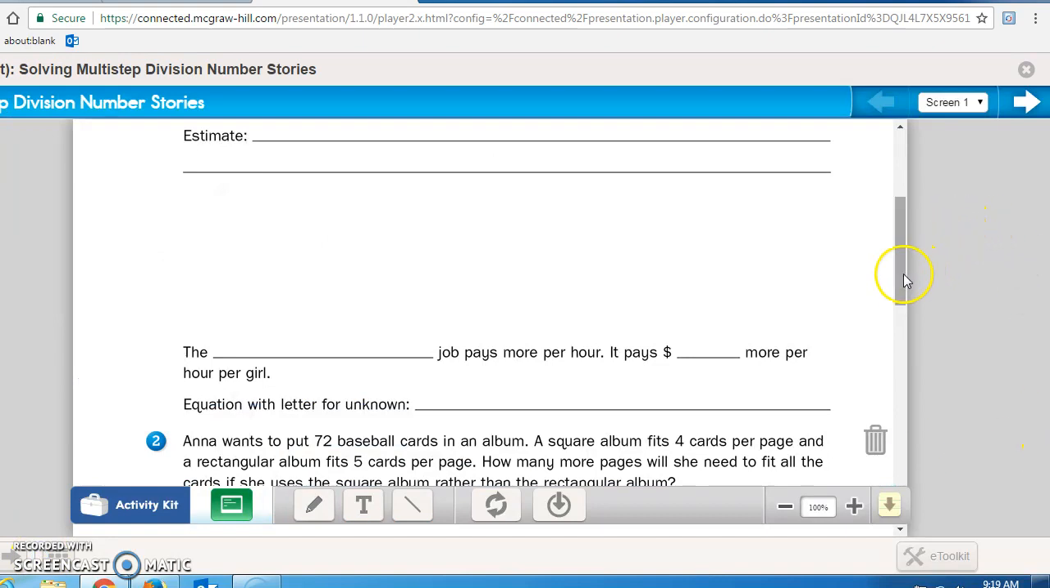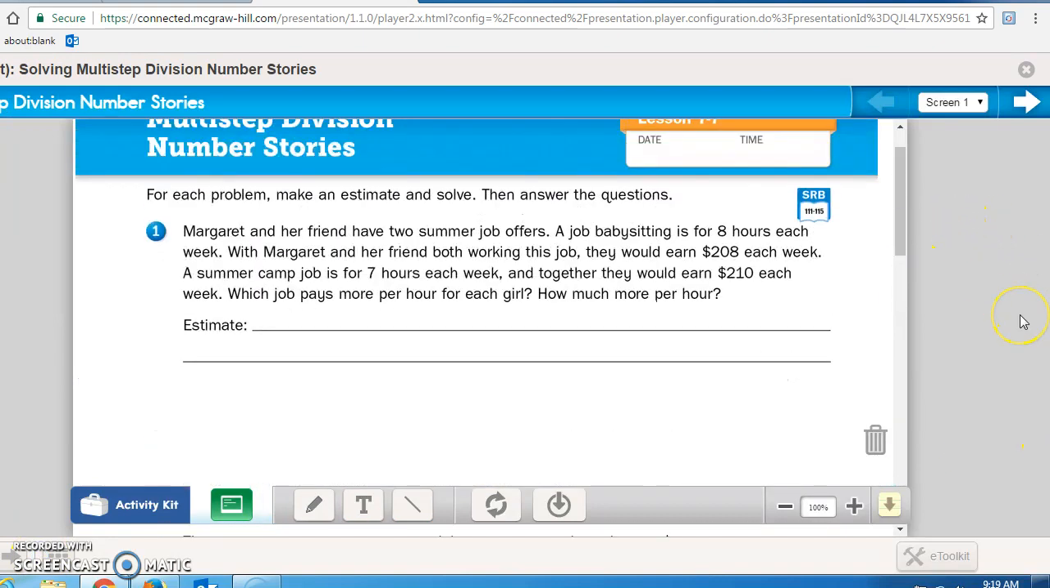So next I want you to go to Math Journal page 245 and 246. 245 and 246 are the assessment check-in. Remember, you can rewind this recording and replay it to see how I explained the previous problem. But I am going to do one problem with you again to give you another way to solve and more practice with these multi-step division number stories.